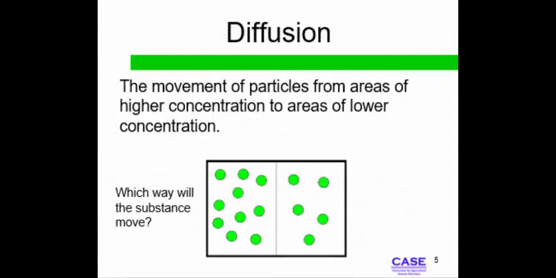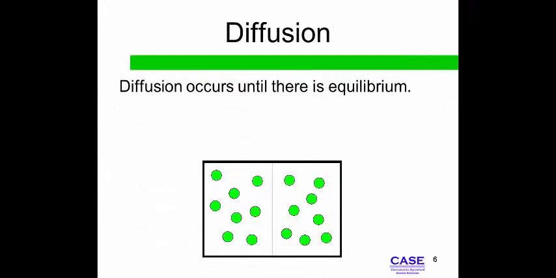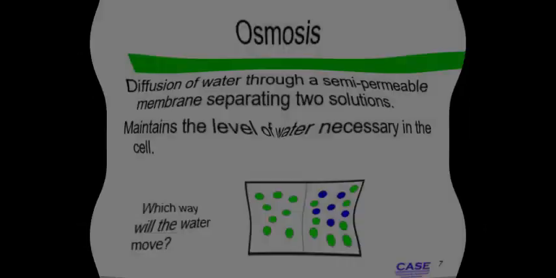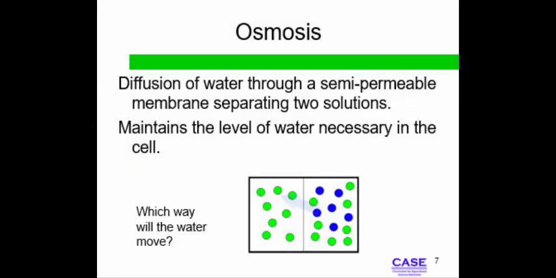Diffusion is the process that allows small molecules to move across cell membranes from areas of higher concentration to areas of lower concentration until equilibrium is reached. This process helps cells and bodies maintain homeostasis. Diffusion will occur until there is a balance of the substance on each side of the membrane, such as dissolved plant nutrients. Osmosis is a special type of diffusion, which allows water molecules to move across cell membranes.